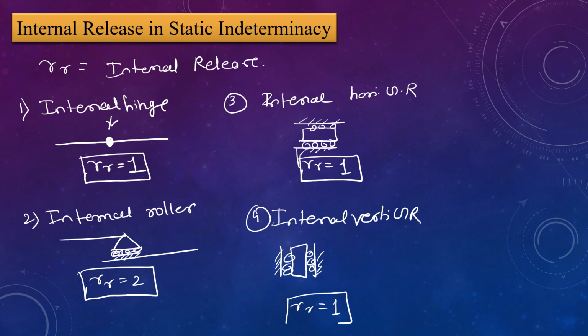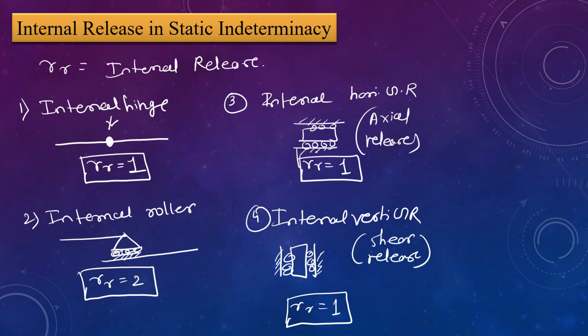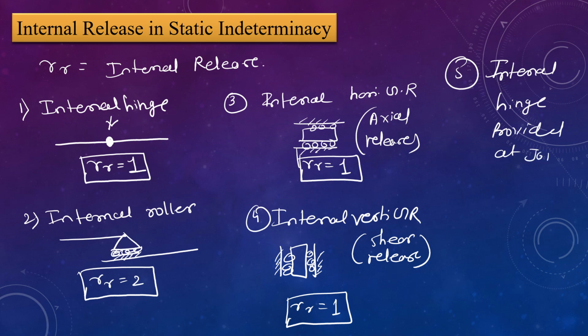The internal horizontal guided release is also known as axial release, and the internal vertical guided roller is also known as shear release. Then next and last, which is very important, the internal hinge provided at a joint or at a junction. So this is the junction which is present in any kind of frame and truss.